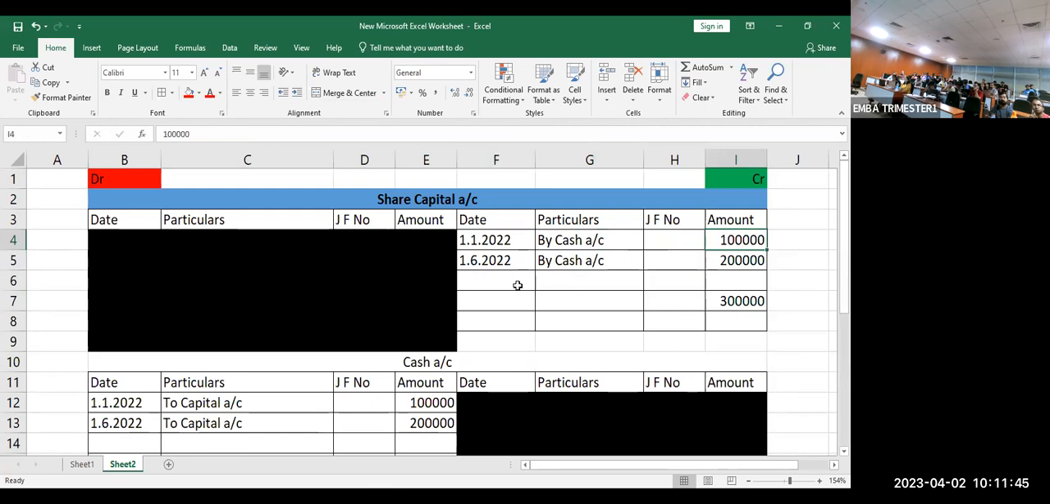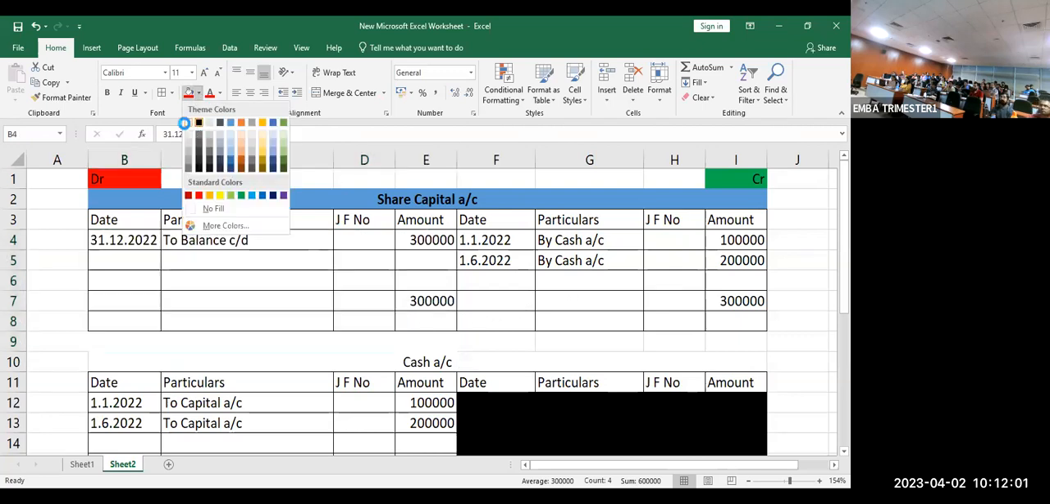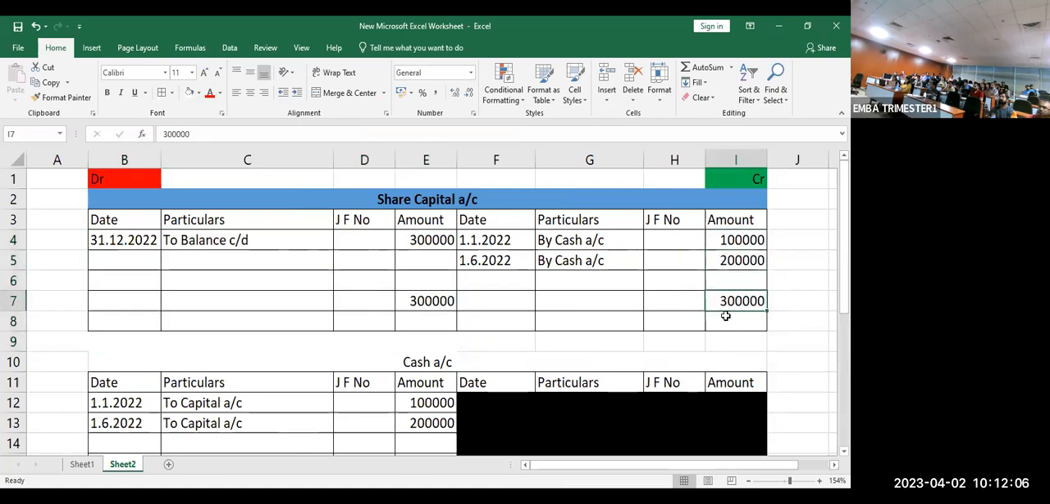Now we come back to this concept of balancing and how to prepare a trial balance. Now, in this case, there is no entry on the debit side. Normally, there won't be any entry on the debit side because of share capital. So if there is no entry on the debit side, what should you do? You have to take the total of this credit side. What's the total? The total is 3 lakhs. Okay. The same total is going to be written on the debit side as well as a total.